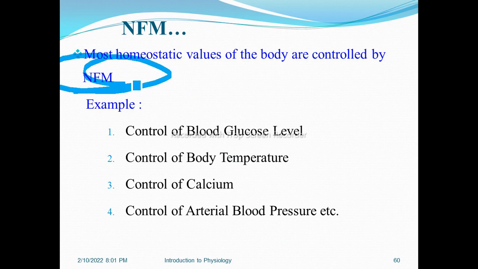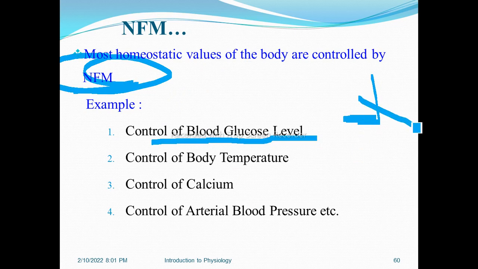Negative feedback is the common type of mechanism. For instance, control of blood glucose level: if blood glucose level is low, it will be increased, and if it is high, it will be decreased. Body temperature also: if it is low, it will be increased, but if it is high, it will be decreased. Body temperature, calcium level, and blood pressure are all controlled by negative feedback mechanism.